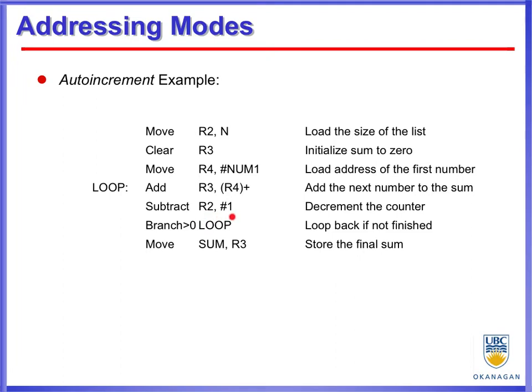We're going to subtract 1. The result is 0, which is not greater than 0. So this branch won't happen, and then we're going to fall through. We're out of the loop, we fall through, and we're going to do this move instruction where we're going to move what's in R3, which is the sum of the numbers, into the memory address sum. Okay? Any questions about this?